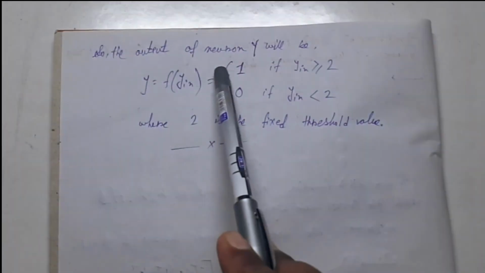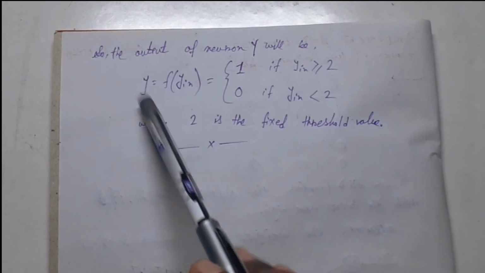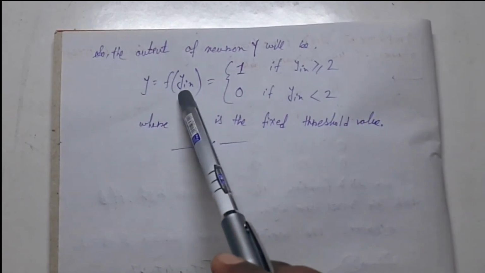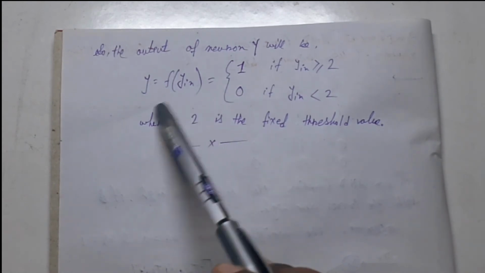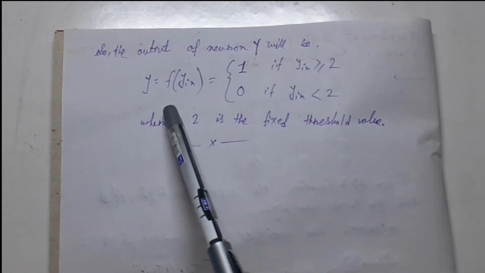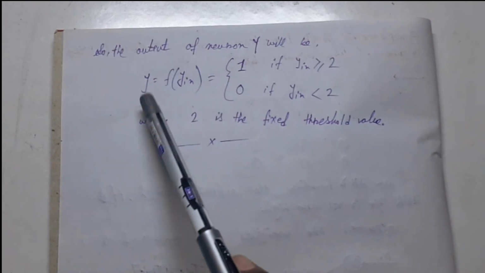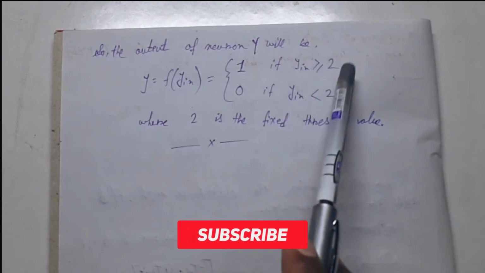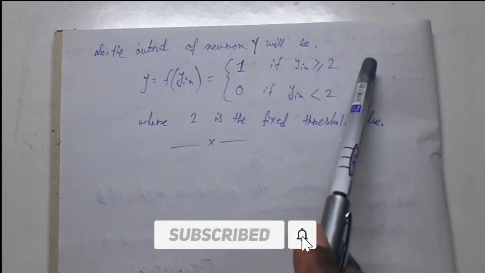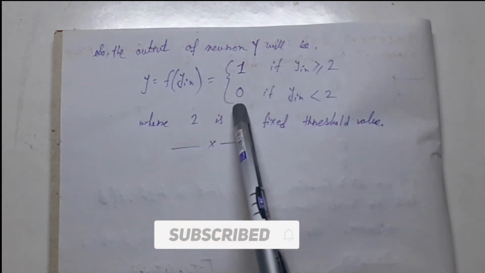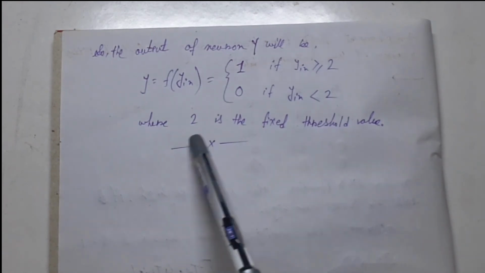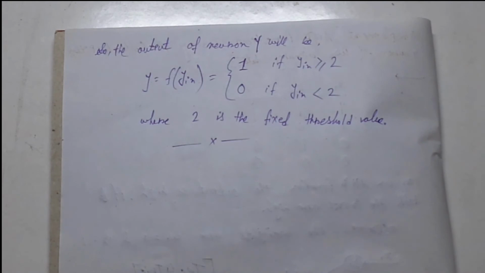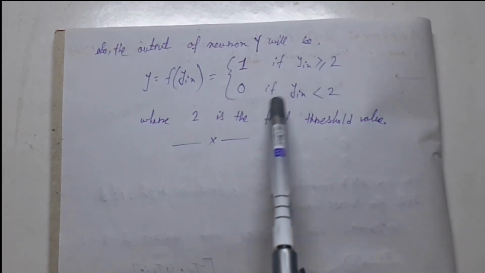So the output of neuron y will be, y is the final output. So it will be f of y input. f is the activation function. So how to define this activation function? The output will be 1 if y input is greater than or equal to 2. 2 is the threshold value and it will be 0 if it is less than 2, but 2 is the fixed threshold value. So this is how we can implement AND function using McCulloch Pitts Neuron.